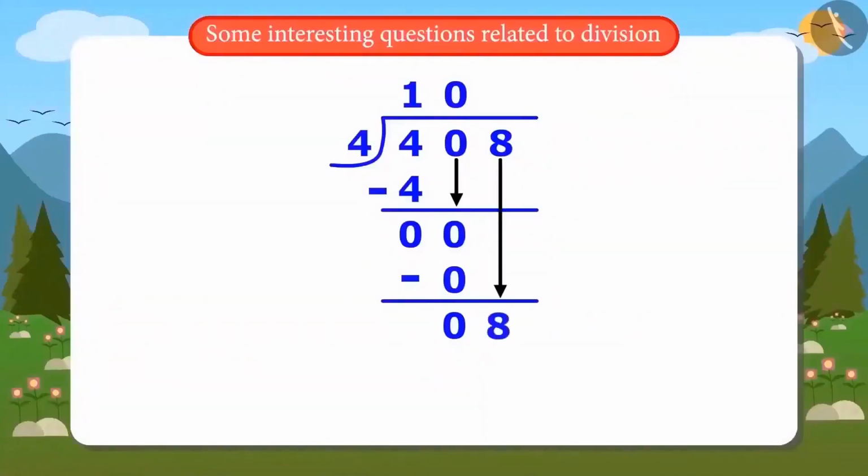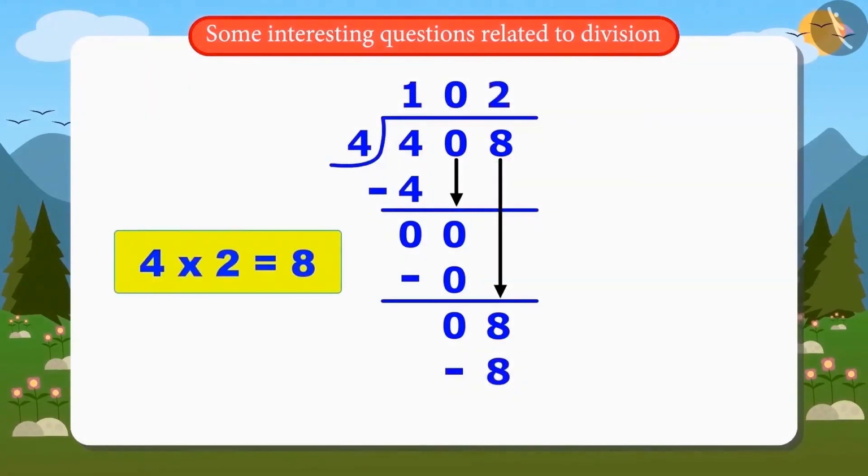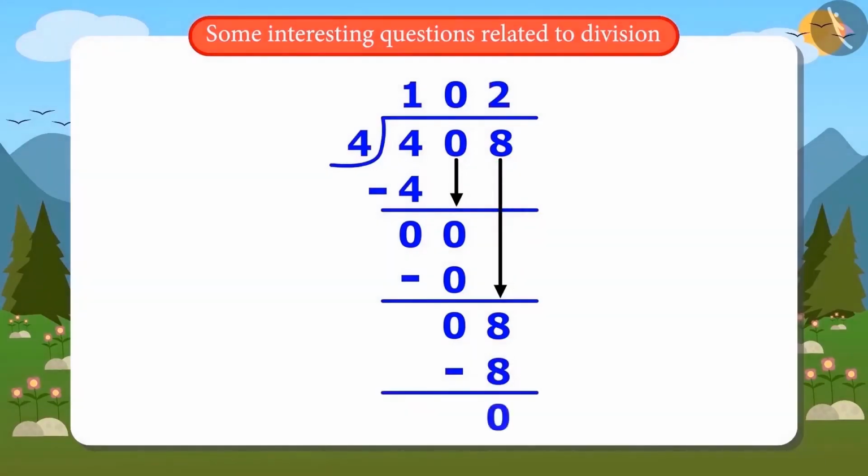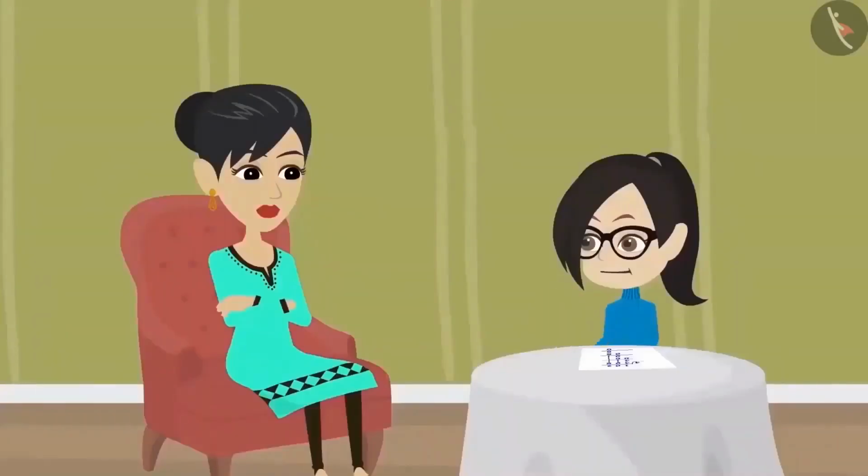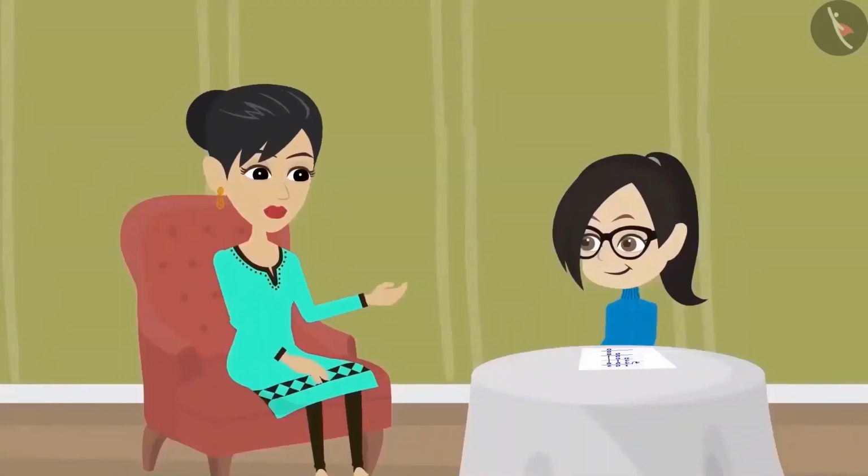Now write down 8 and divide 8 by 4. The answer is 2 because 4 multiplied by 2 is 8 and the remainder is 0. This means that 408 divided by 4 is 102. Isn't that right, Mother? You check it yourself.